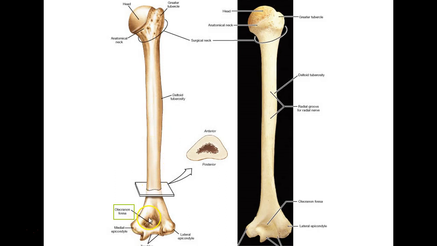Okay. Now, let's flip this guy around. And there's the back, right? You can see the anatomical neck really well here, right? This dip is a lot deeper, and it's called the olecranon fossa, okay? So the olecranon process on the ulna goes into there. We'll get to that when we get to ulna, okay? So you can kind of see the trochlea here. Can't really see the capitulum very well.